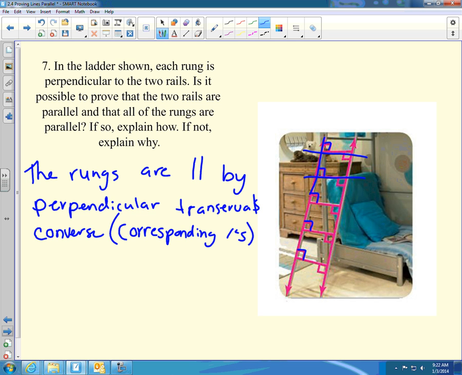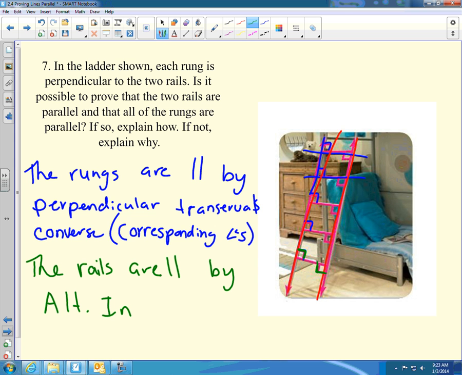All right, so let's talk now about the rails. Well, we're looking here at our rails, and I see that this is a 90-degree angle and this is a 90-degree angle. So we can say that our rails are perpendicular or parallel. And that one's going to be by alternate interior angles converse.